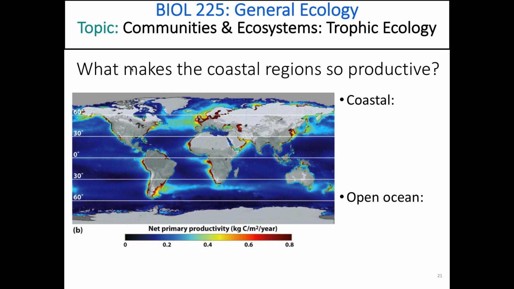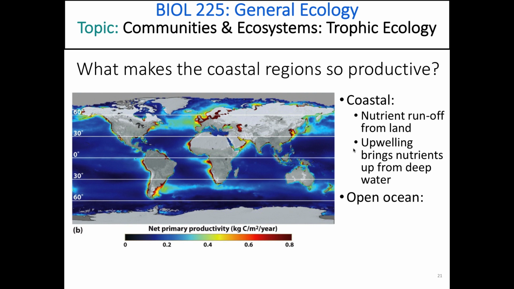And so when we're thinking about why coastal regions are so productive compared to open ocean, it has partly to do with nutrient runoff from the land, so getting lots of nutrients from river systems and running off into the ocean. It also has to do with these upwelling areas bringing nutrients up from deep water. And the open ocean, on the other hand, is not close to those nutrient sources and has a very limited surface area that gets sunlight. The rest of the open ocean is too deep for sunlight.